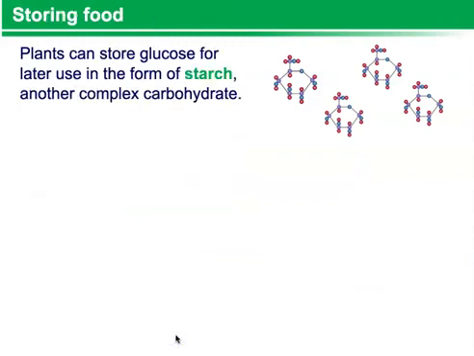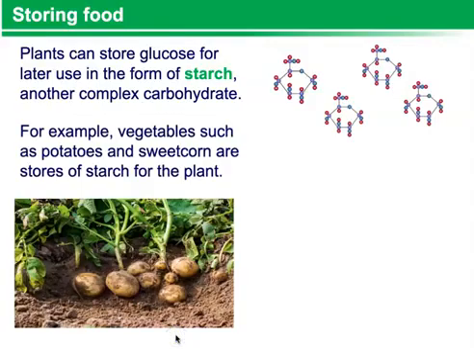Storing food. Plants can store glucose for later use in the form of starch, another complex carbohydrate. For example, vegetables such as potatoes and sweet corn are stores of starch for the plant.